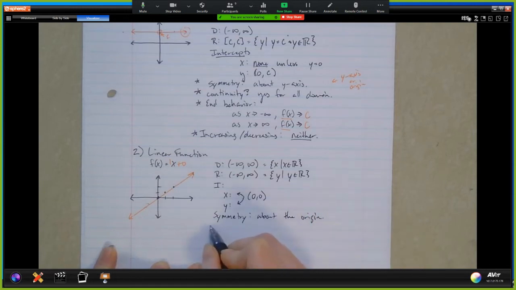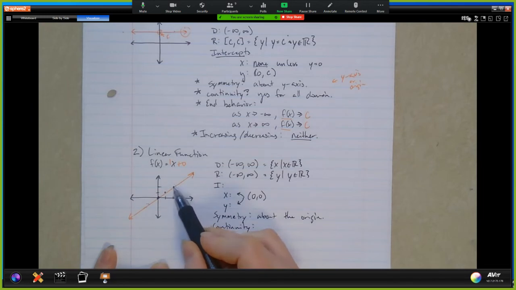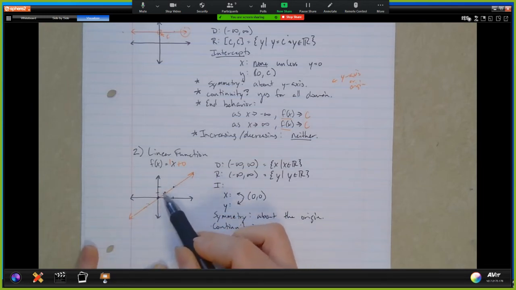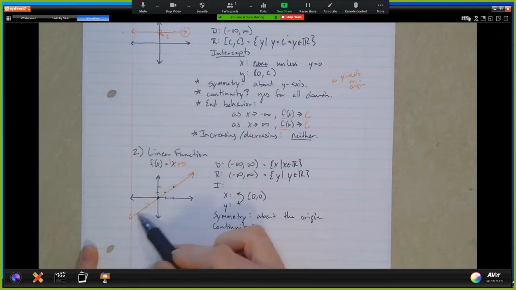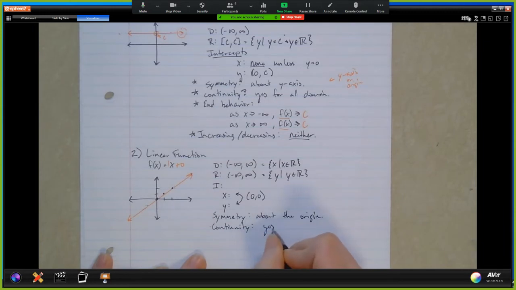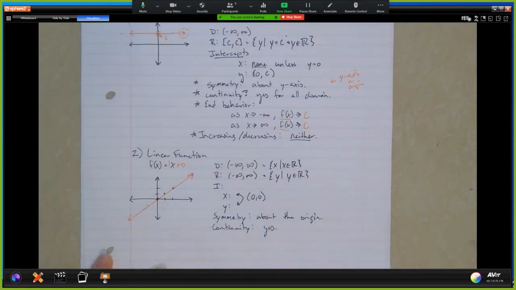Okay, and then continuity again is a yes, because if we picked a point on the line, we would not have to pick up our pencil as we are drawing that line the whole time, right? So continuity is yes. It is continuous for all domain values. Okay.